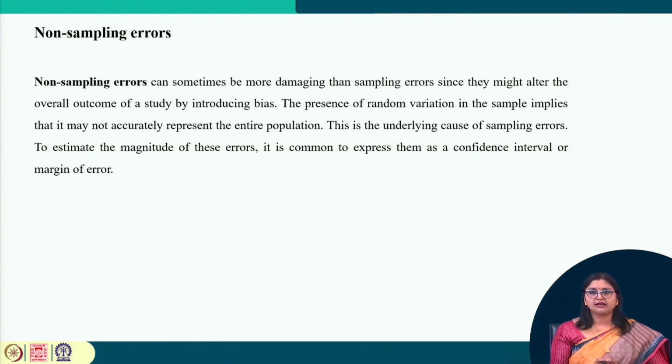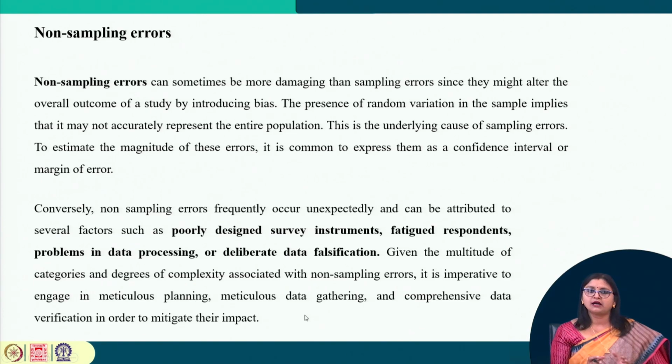The presence of random variations in the sample implies that it may not accurately represent the entire population, and this is the underlying cause of sampling errors. To estimate the magnitude of these errors, it is common to express them as a confidence interval or margin of error.